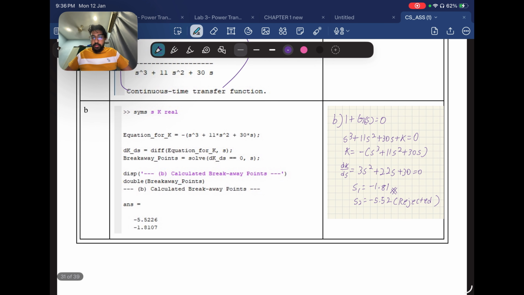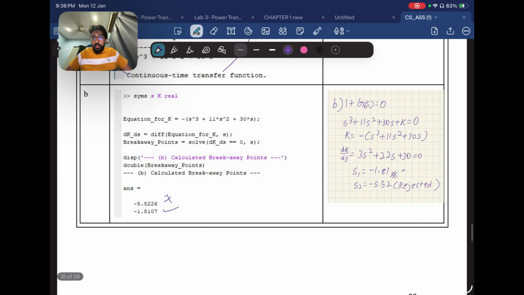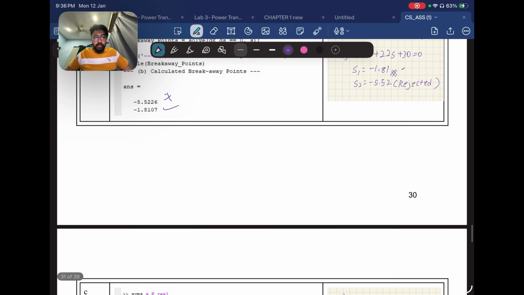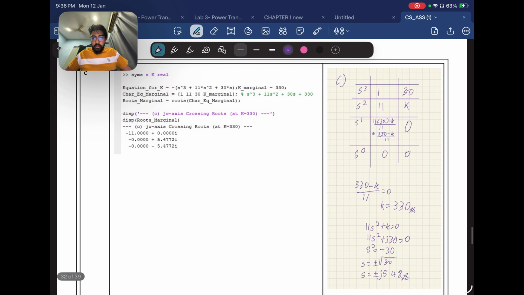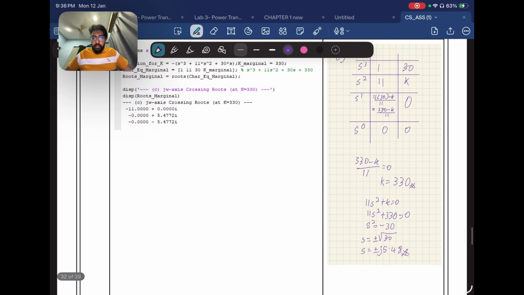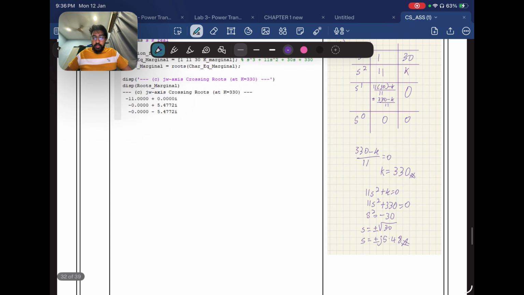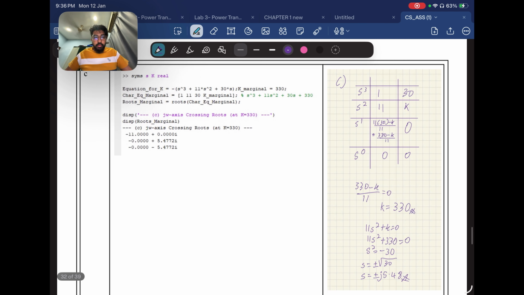are negative 1.2, 1.81, negative 5. This one, negative 5.52 also. So this one I try to reject, and then this one is yes, because I'll explain when it comes to part D. And then part C, we use the root table, and then I try to find K is 330, and then for the S is j imaginary 5.48.